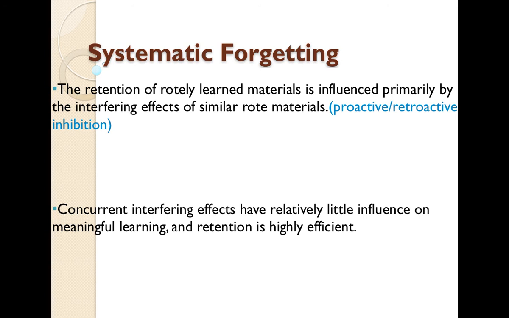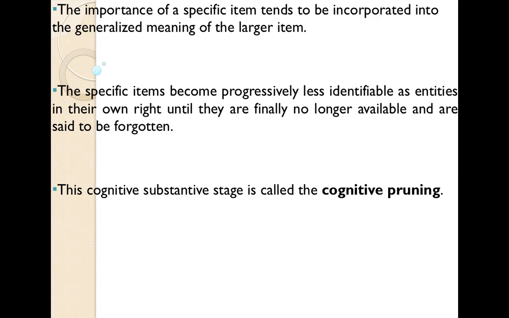But unlike rote learning, in meaningful learning, proactive or retroactive interfering effects have relatively little influence, and the retention is highly efficient. It means those materials that are learned via meaningful learning become easy to retain, not as in rote learning. The specific item tends to be incorporated into the generalized meaning of the larger item, because it is easier to remember a larger item than to remember the specific items. That's why we incorporate these specific items into a larger item. For example, those Greek names, we incorporate them in one sentence. The specific items become progressively less identifiable as entities in their own right, until they are finally no longer available and are said to be forgotten.